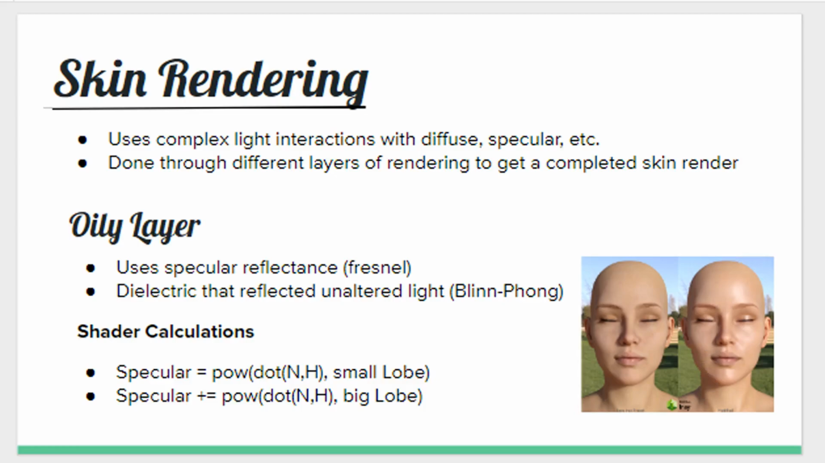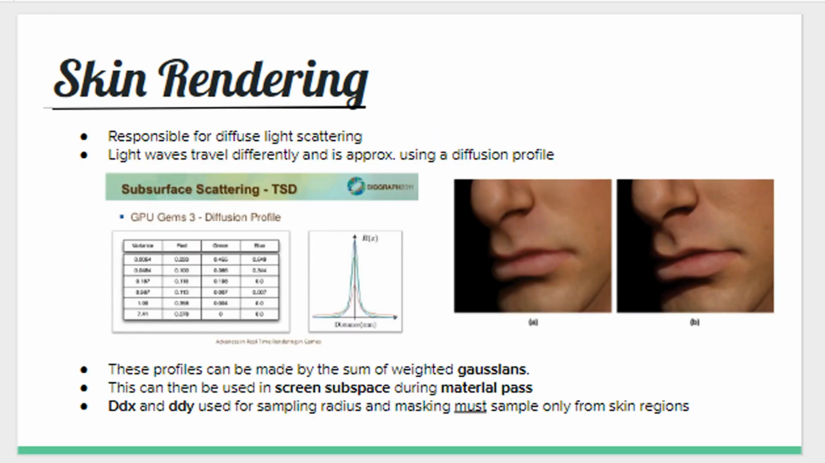The shader calculations deal with specular, so power using our NH, small lobe, and then specular plus equals the big lobe. So that's how we would have different areas as well. But it's not only that. It is also responsible for diffuse light scattering. Our light waves travel and use a diffuse profile.